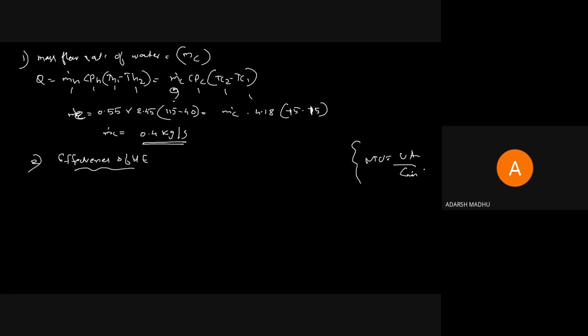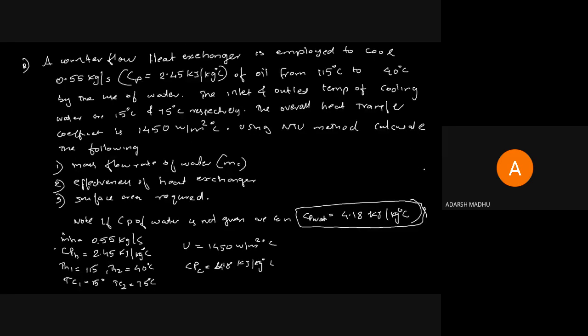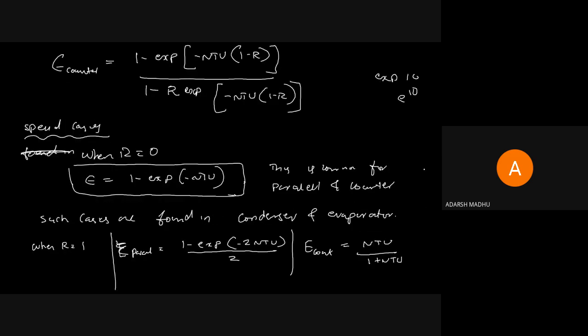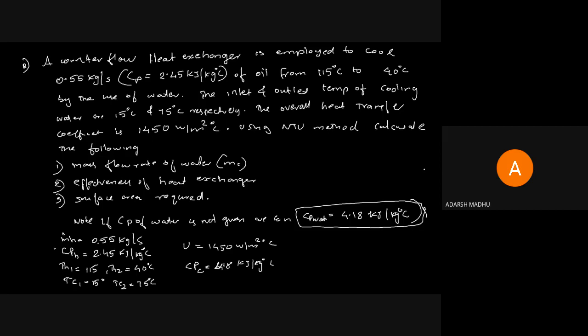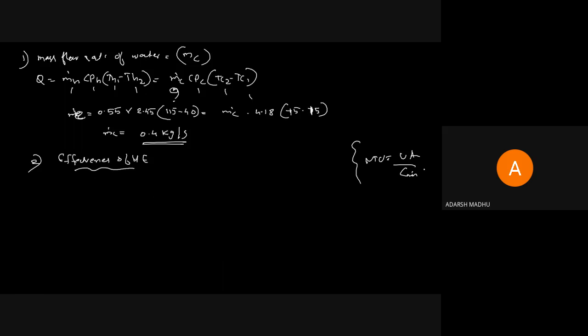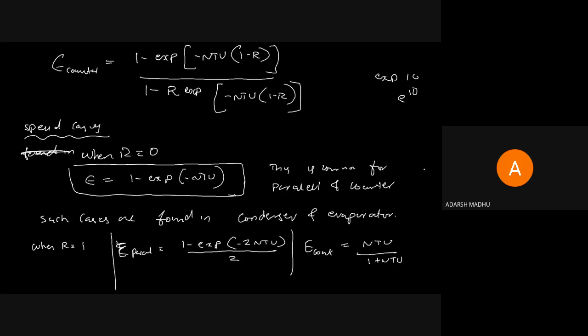So we cannot find the value of effectiveness E counter by using this equation, because NTU is unknown. To find NTU we need the area, and to find the area we need NTU. The particular equation for E counter is only this equation.